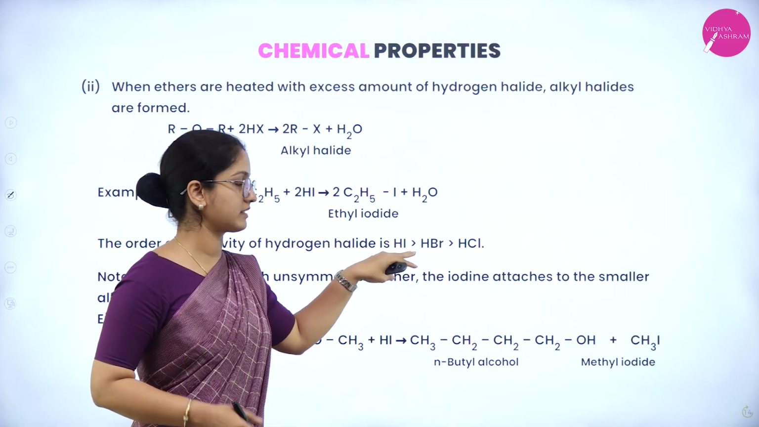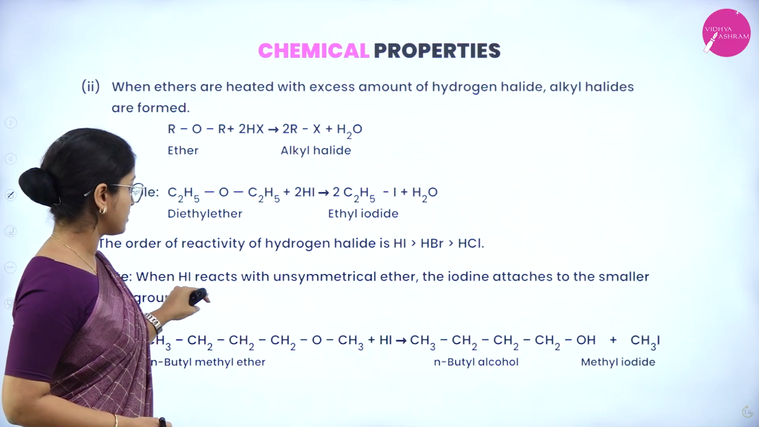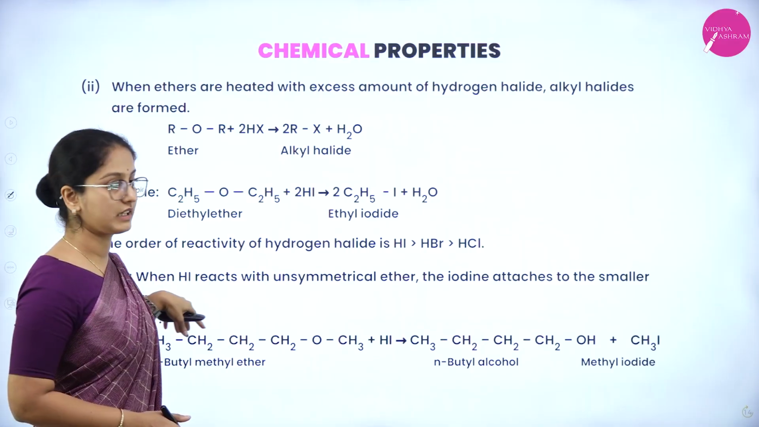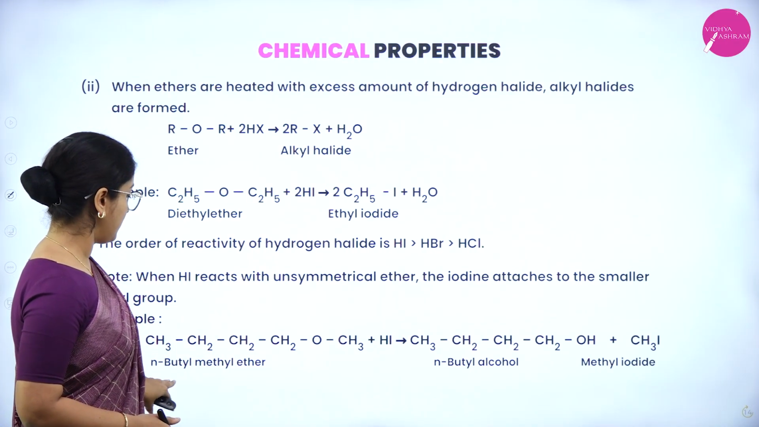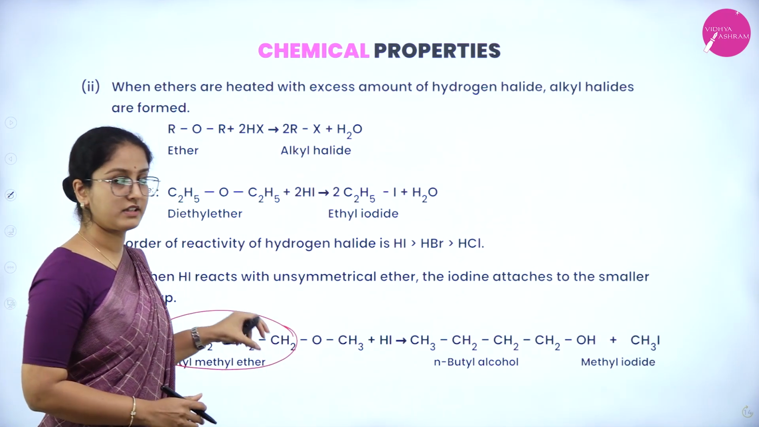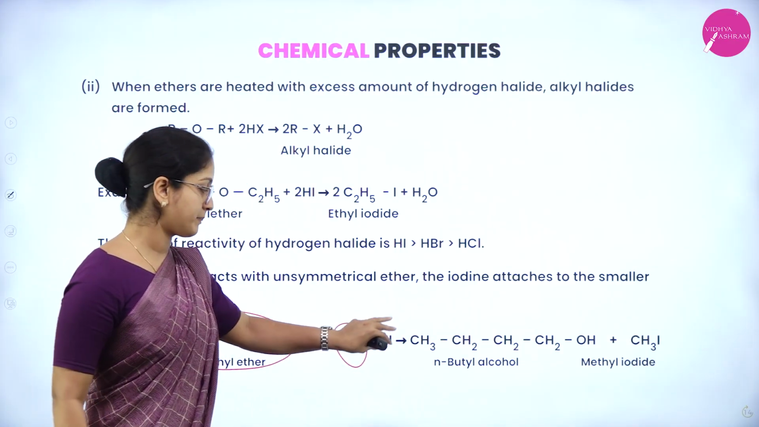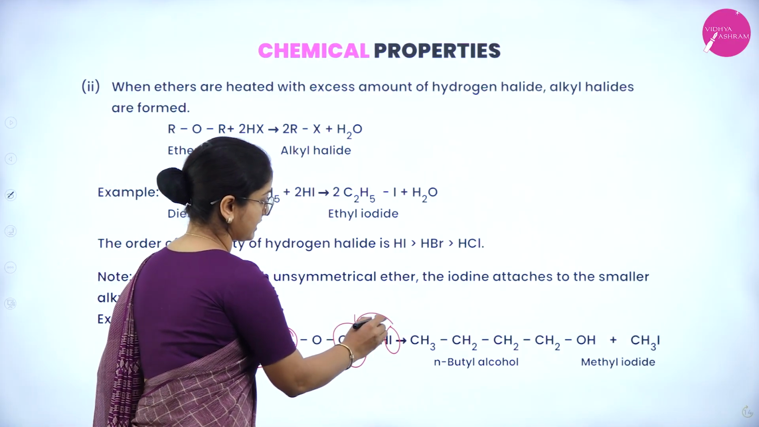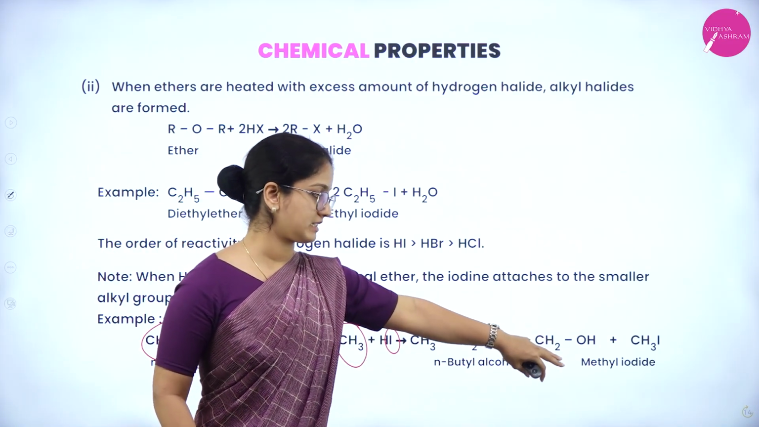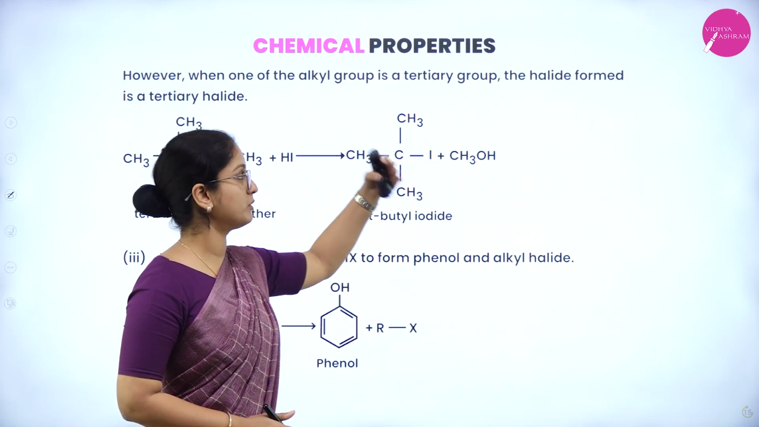So hydrogen iodide is greater than hydrogen bromide, which is again greater than hydrogen chloride. When hydrogen iodide reacts with an unsymmetrical ether, the iodine attaches to the smallest alkyl group. Here n-butyl methyl ether is taken. This side has a bulkier alkyl group and this is the smallest alkyl group. So the iodide ion will attack the smallest alkyl group, not the bulkier one, to form n-butyl alcohol plus methyl iodide.